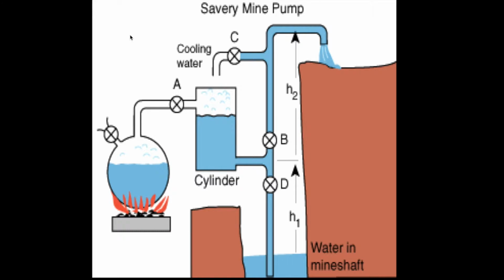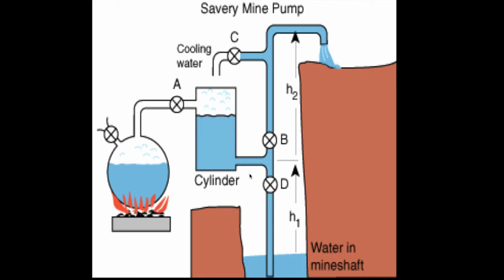They would then close valve A, open valve D, and pour cooling water all over the cylinder. This would drop the temperature and the pressure of the steam, and they would actually achieve a negative pressure. This would draw water up the pipe and into the cylinder. They would then close valve D, open valves A and B, and let more high pressure, high temperature steam push the water all the way up onto ground level.